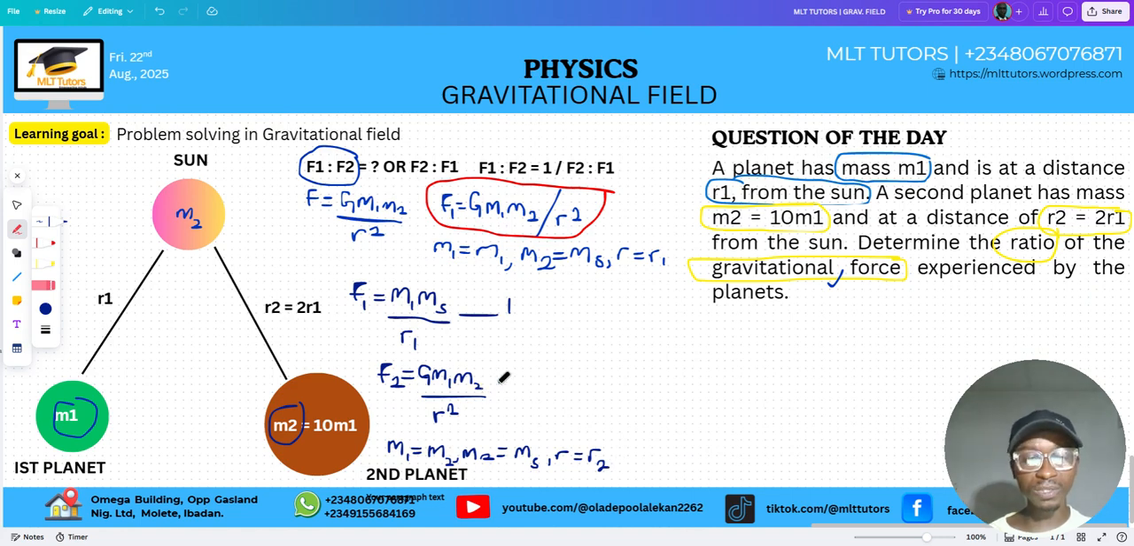Now, substituting these values into this equation, we still have G. Okay, that was a mistake. G was omitted in equation 1. Let me quickly add that before it escapes my mind again. So G is supposed to be here, and this is our equation 1. All right, so G. Then our m1 in the second planet is actually m2. And according to the question, m2 is equal to 10 m1. So that means this will be 10 m1.